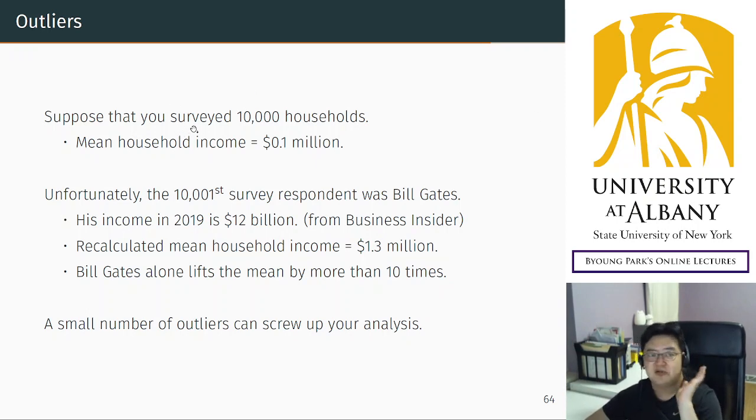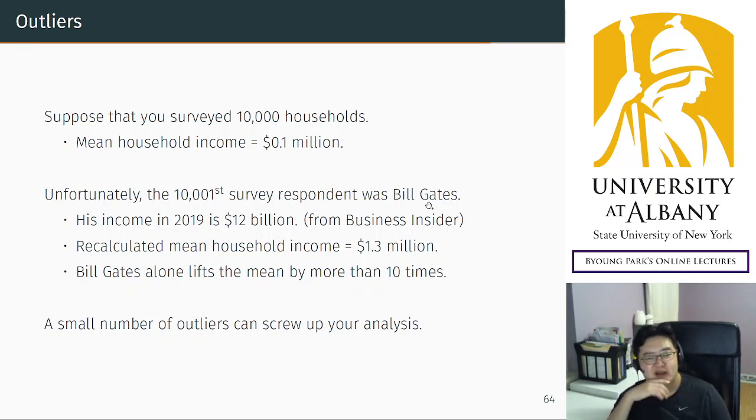Think about this hypothetical example. Suppose that you are interested in the income distribution and you surveyed 10,000 households, which is a really good survey. Suppose that you obtained that the mean household income is 0.1 million. 0.1 million is the mean of 10,000 households, but you'd like to make it better data, so you surveyed another household, and unfortunately, the next household was Bill Gates.